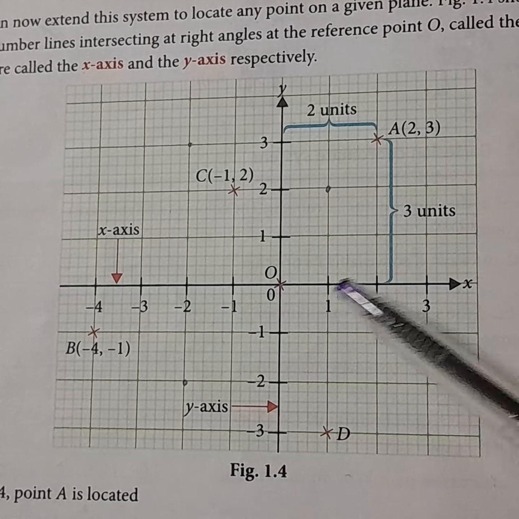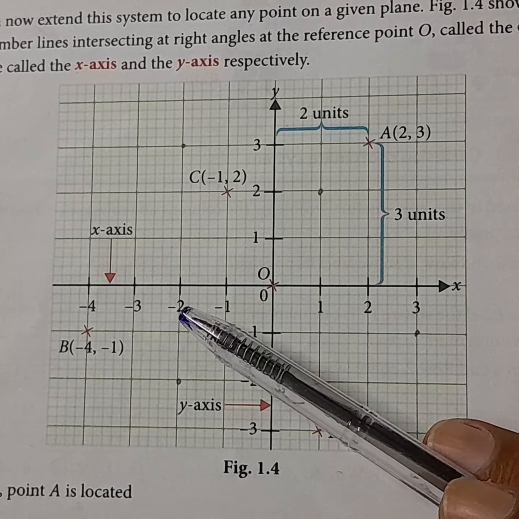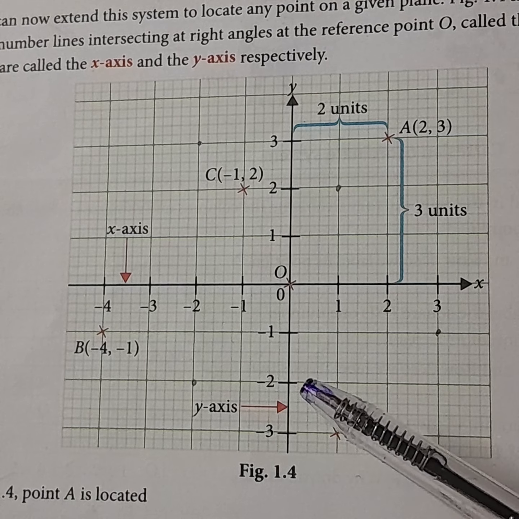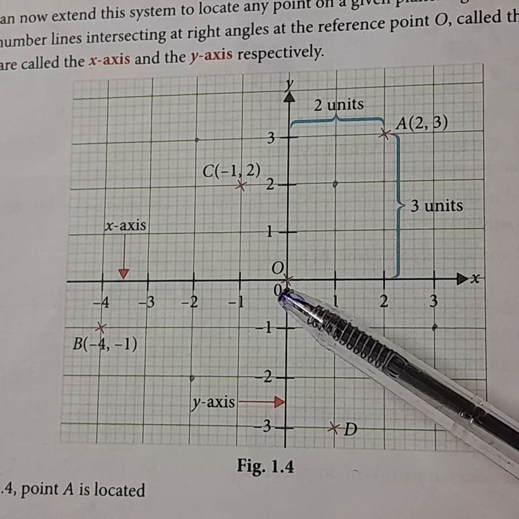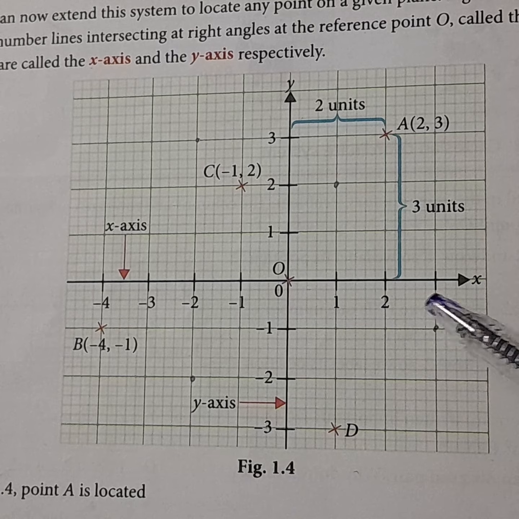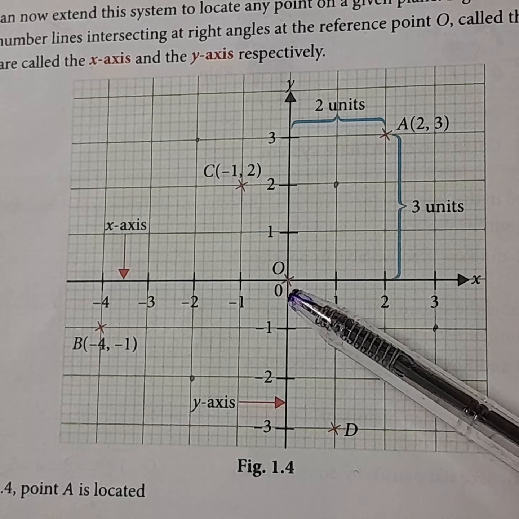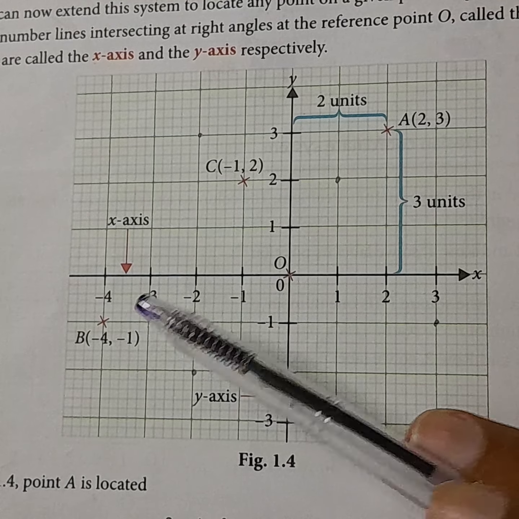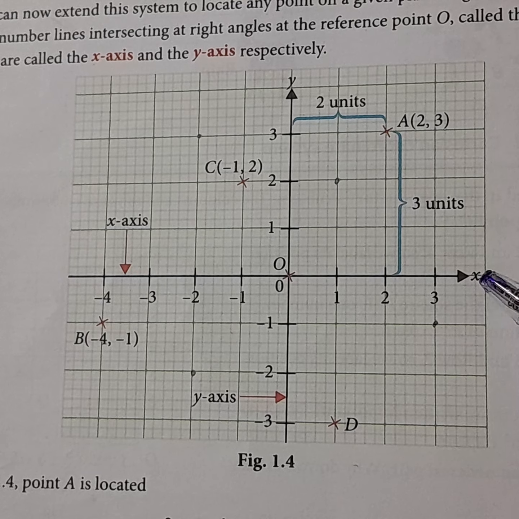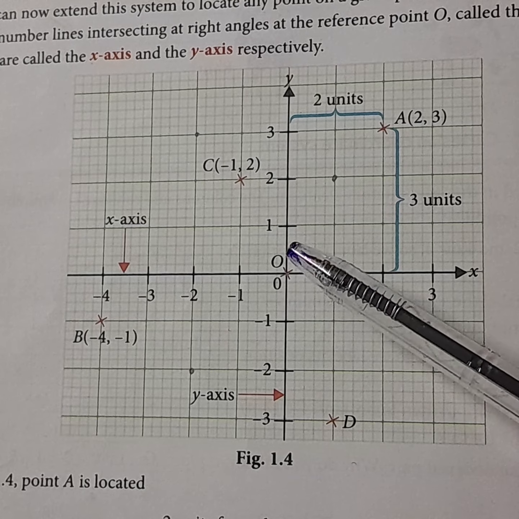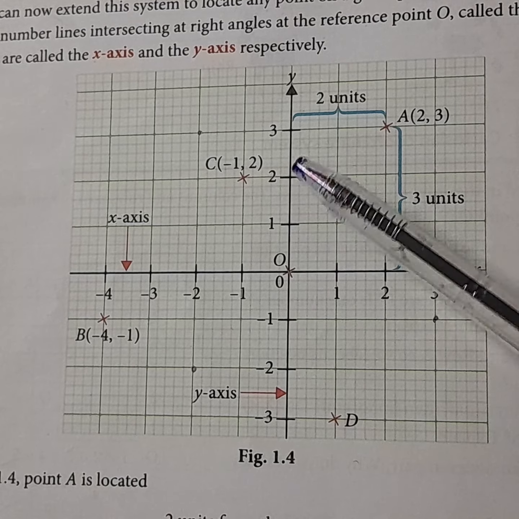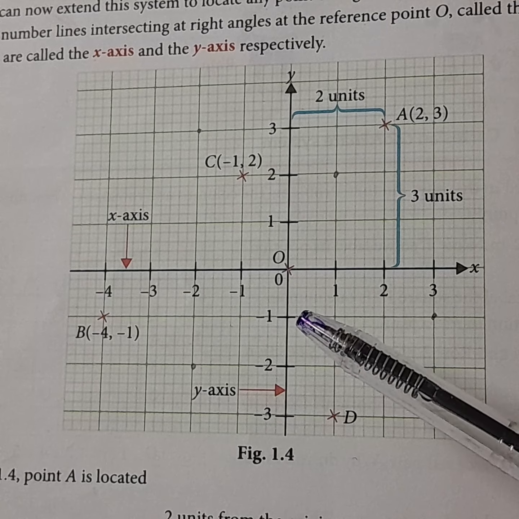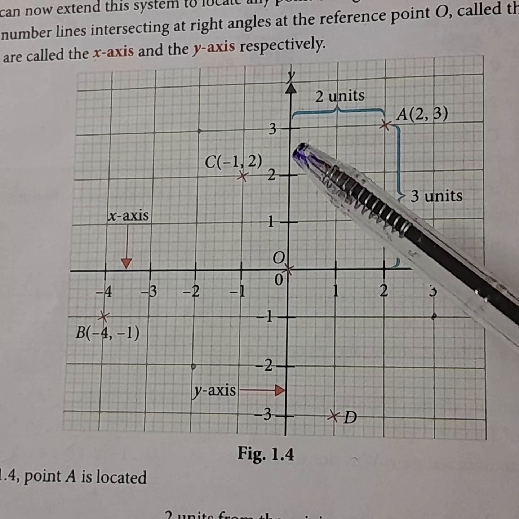On the x-axis we have positive values and negative values. Similarly, on the y-axis we have positive values for y and negative values for y. Any value on the right side of the 0 is a positive value for x, and any value on the left side of the 0 is a negative value for the x-axis. Similarly, any values above the 0 on the vertical plane are positive values for y, and any values below the 0 on the vertical plane are negative values for y.